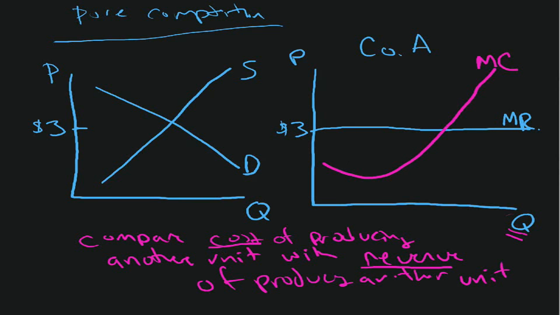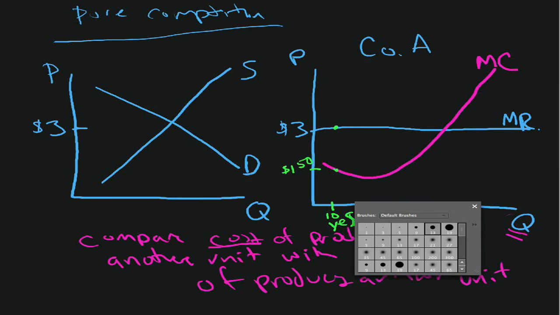So what is this company going to do? This company's going to say to themselves, okay, should I make this maybe 10th unit? And they're going to look over there and say, well, the marginal revenue is $3 if I make the 10th unit, but the marginal cost is down here somewhere, it looks like about $1.50. So will they make this 10th unit? I think the answer is yes. Why not? I'm getting $3 and it's only costing me $1.50.